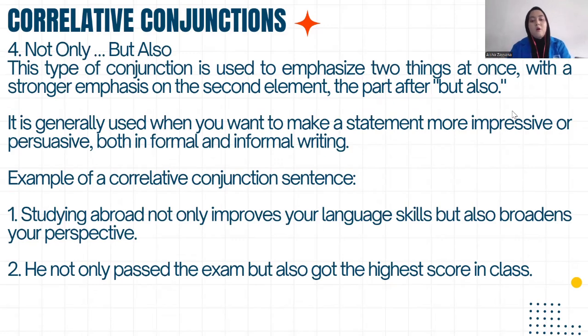Examples of correlative conjunctions from not only but also are: number one, study not only improves your language skills but also broadens your perspective. Number two, you not only passed the exam but also got the highest score in class.